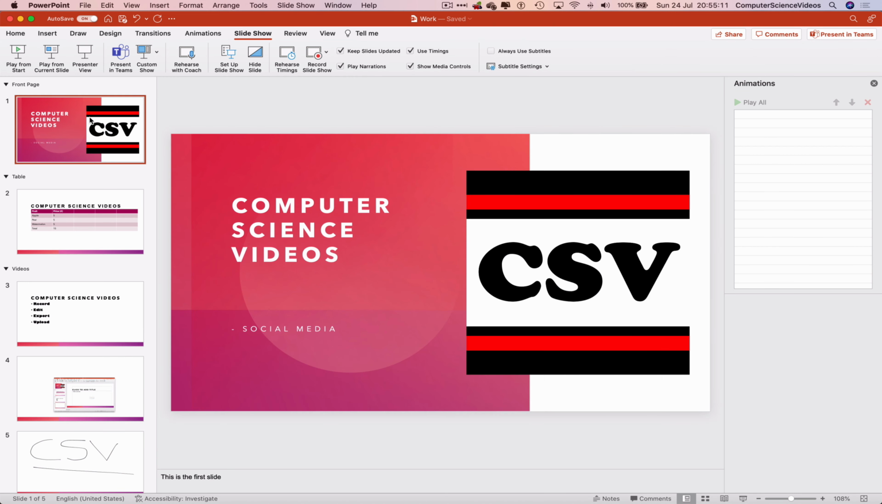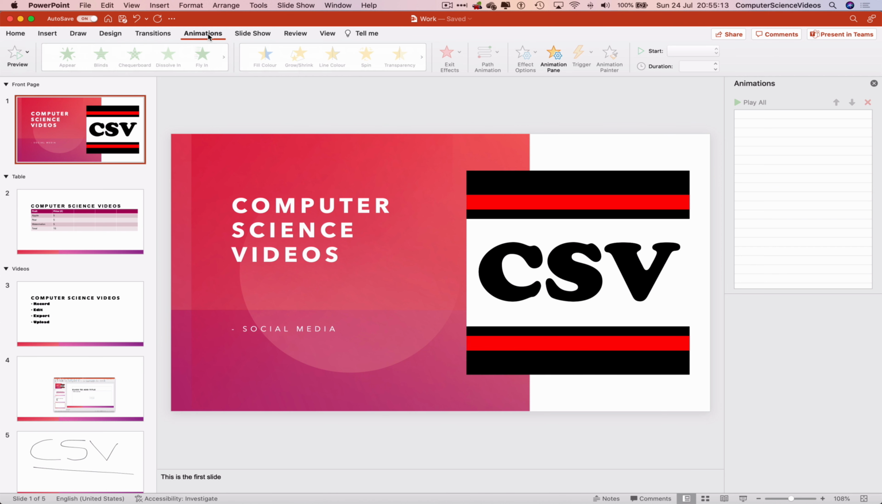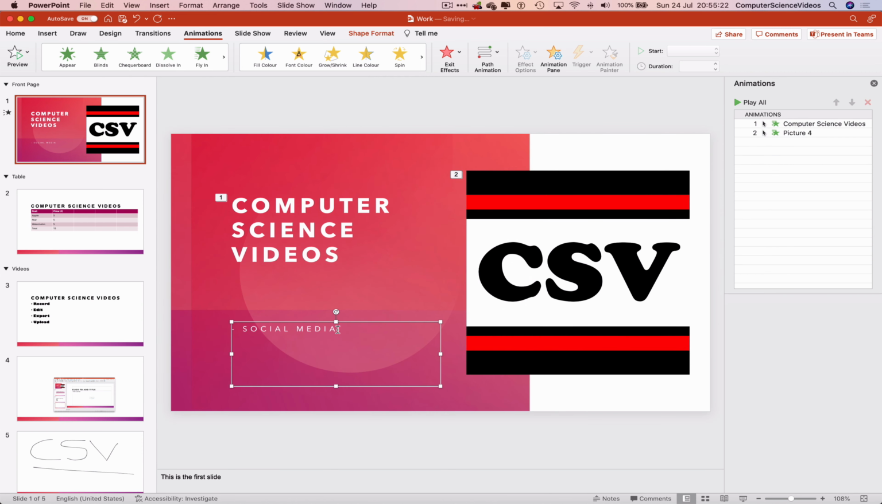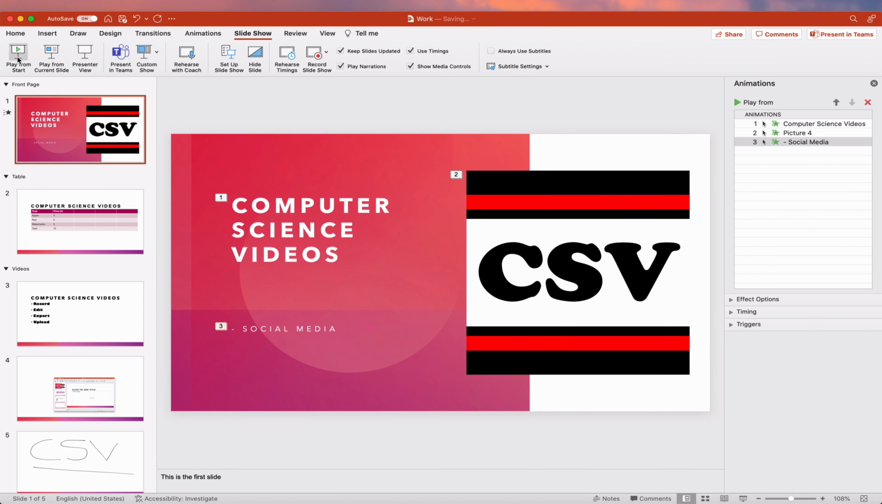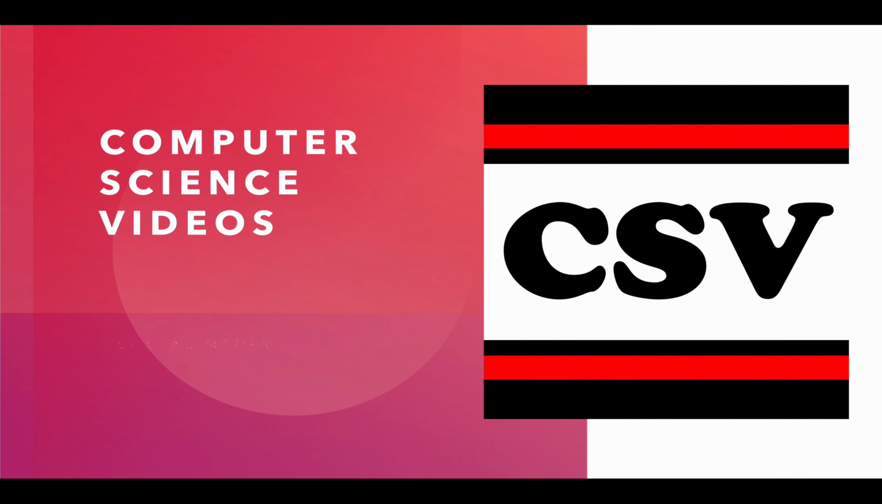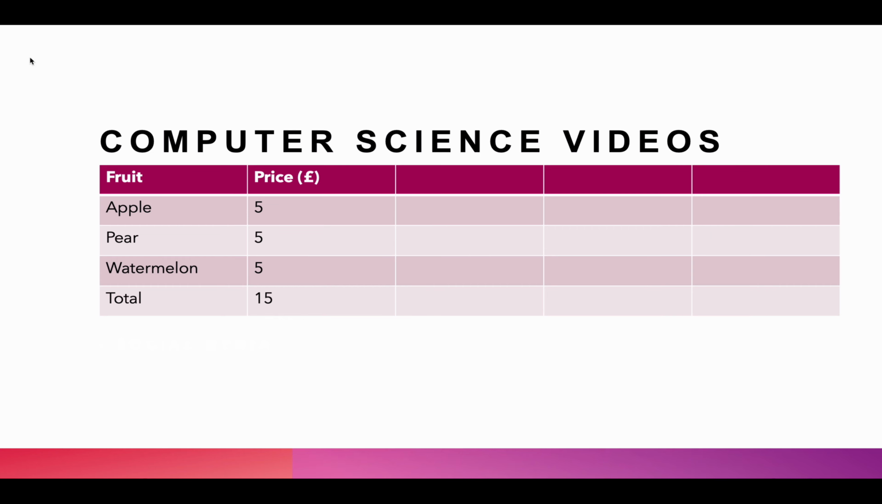Let's go back to slide number 1. Go back to animations, click on the title, dissolve in, click on the image, dissolve in, click on the name, dissolve in, go back to slideshow, play from start, enter, 1, 2, 3, there we go.